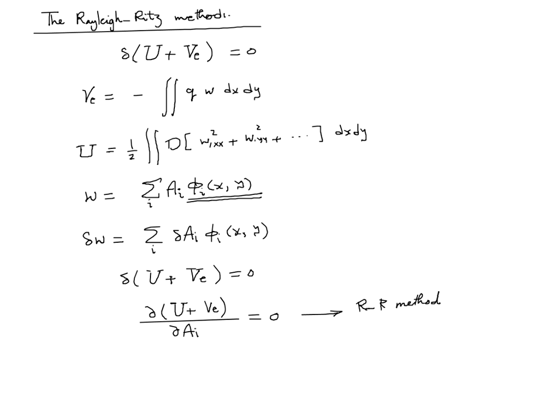So essentially all you need to do is take an assumption of your displacement as a linear combination of known functions with unknown coefficients, substitute into your total potential energy, and you get an algebraic function of these coefficients. You differentiate this with respect to each one of the coefficients, set it equal to zero, and then you get a system of equations for your unknown coefficients. Okay, this sounds very easy, but it can be made even easier, as we're going to see in a second.